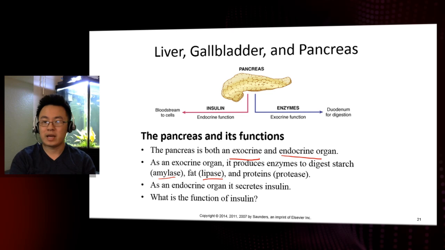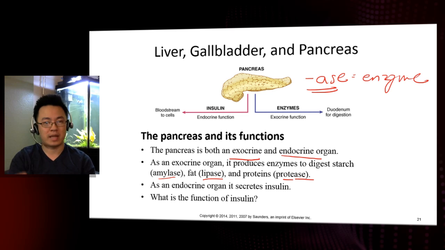Just to let you know, any kind of enzyme, okay, if it ends with ase, it's probably an enzyme. Lipases digest down lipids, or proteases digest down proteins because they're enzymes, or amylases in this case will digest down starch.